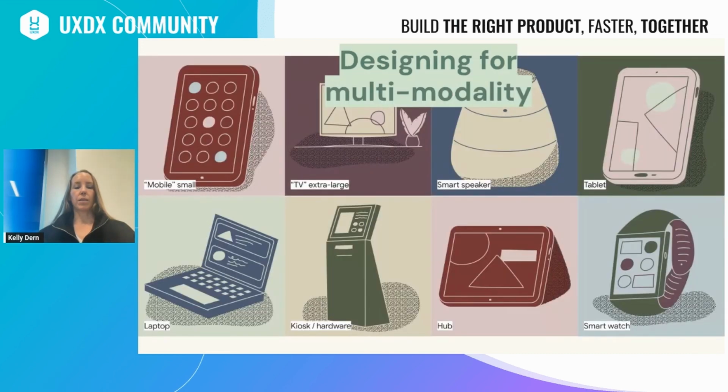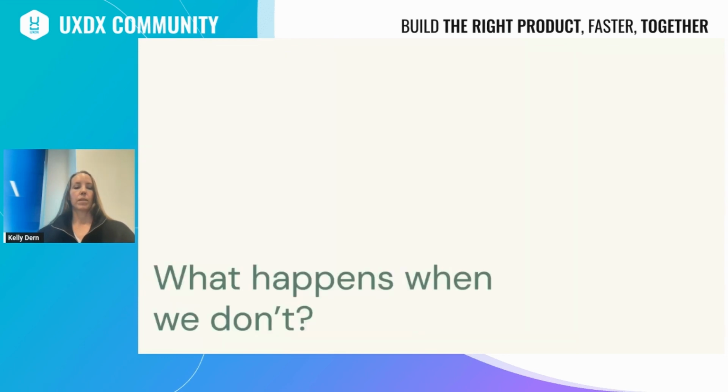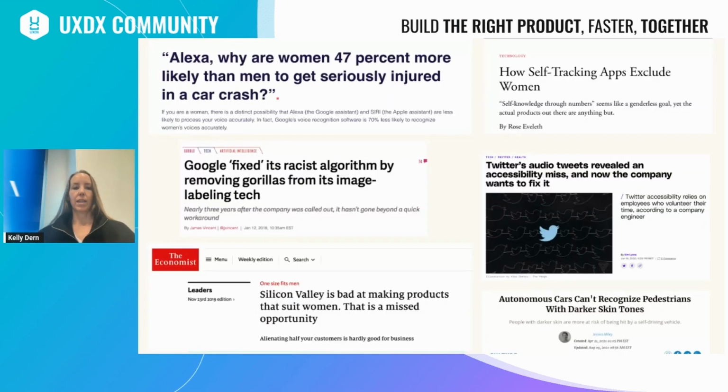We're also designing for experiences such as multimodality. This means if you're using an app on your phone, you want to be able to go to your tablet or your smartwatch and have a seamless experience across all of those devices. And we know that we're designing for everyone, but sometimes things fall through the cracks, as I mentioned before. So what happens when we don't do this?